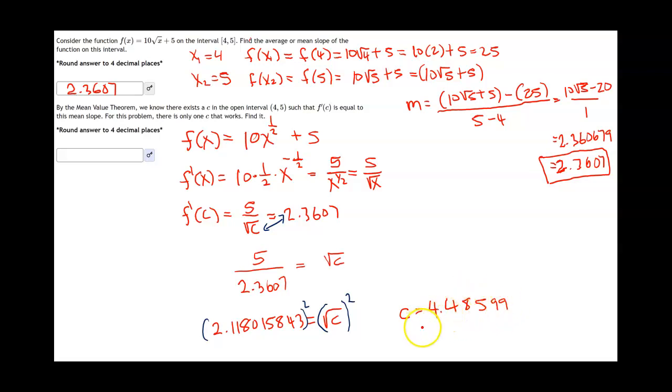And then, if I round to 4 decimals, which is what my Open Math wants me to do, it's going to be 4.4860 because the number after the 4th decimal is a 5 or higher. So that 9 is going to round to 0, and then that 5 is going to go to 6 because 59 is going to round to 60. So we have 4.4860 as our answer.